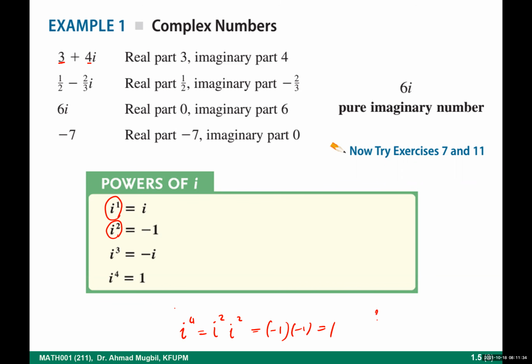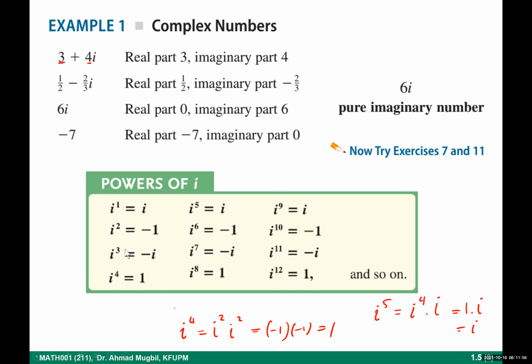What is i to the power 5? It will be i to the power 4 multiplied by i. What is i to the power 4? 1. 1 multiplied by i, so i to the power 5 will be i. i to the power 6 will be -1. And i to the power 7 similarly will be -i. i to the power 8 will be 1. Notice that if you continue this way, the result of the powers of i always will be i or -i, 1 or -1. These are the only outputs that you have.